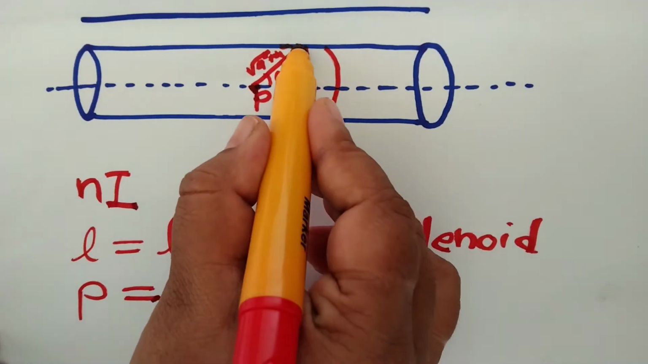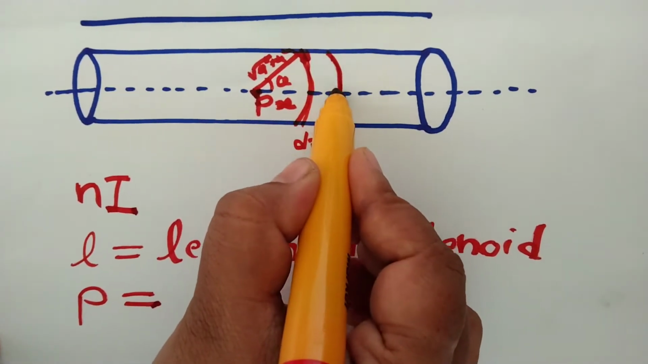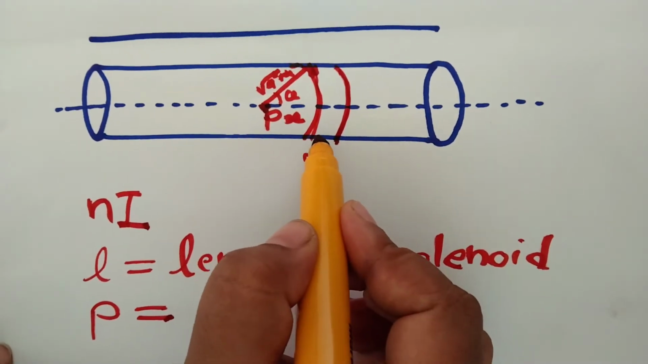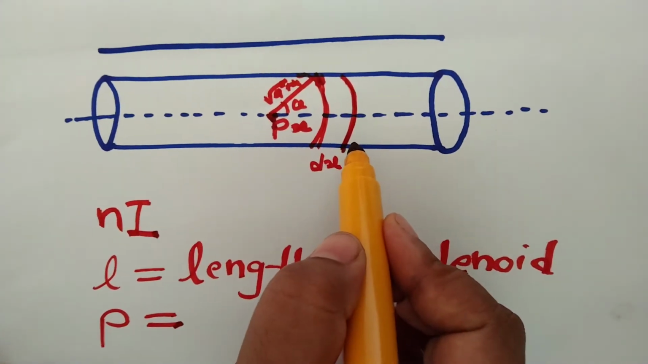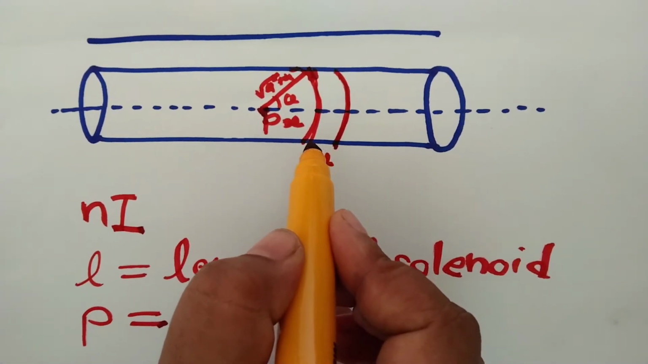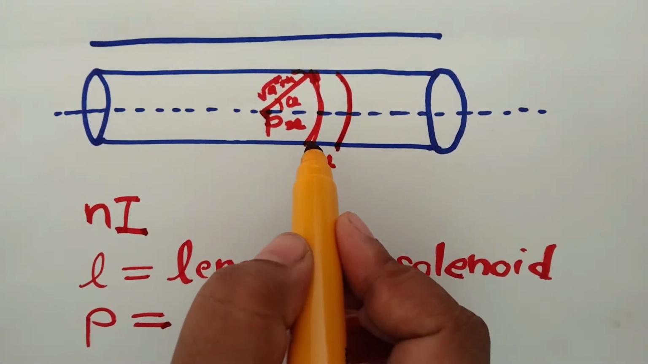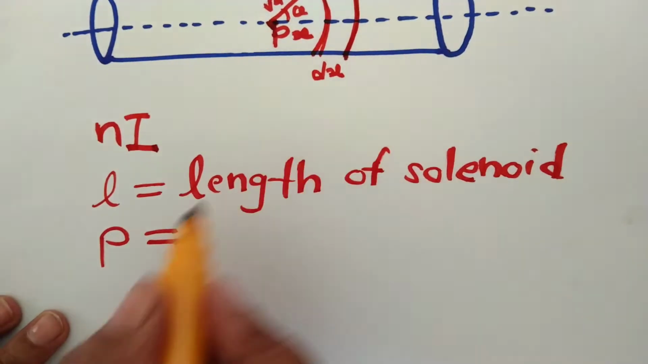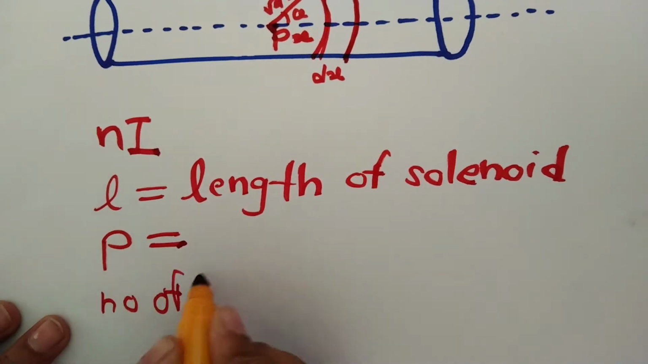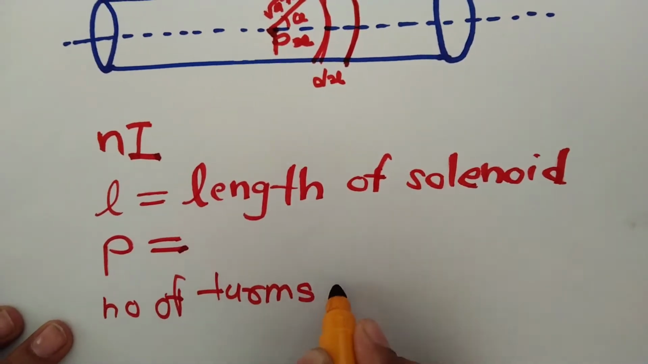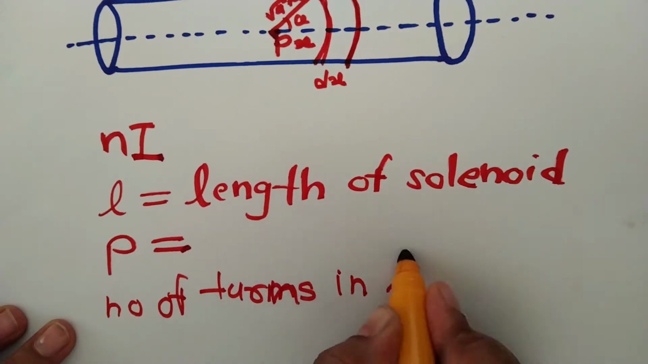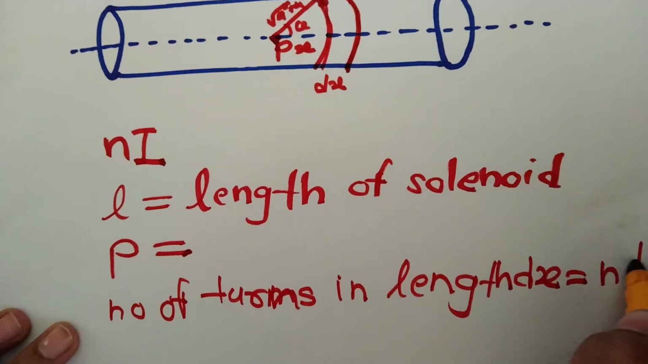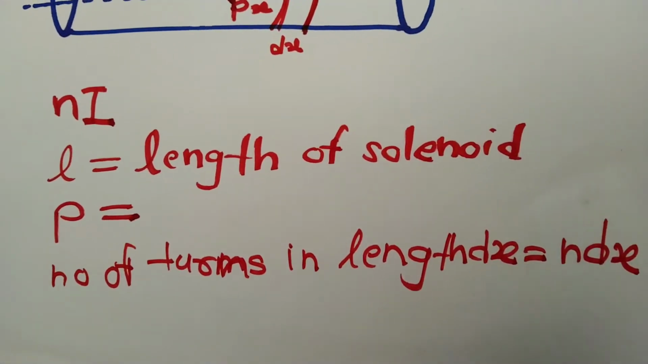Let us see, this is a small region of the solenoid which has thickness dx. Now n is the number of turns per unit length. So the number of turns in the length dx is equal to n dx.